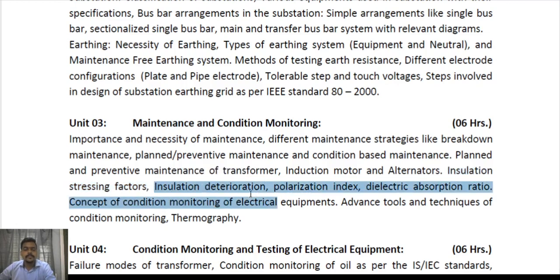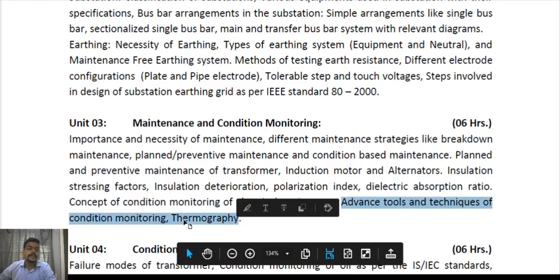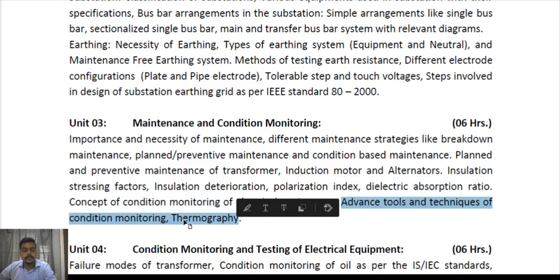Insulation deterioration, polarization index, dielectric absorption ratio, concept of condition monitoring of electrical equipment, advanced tools and techniques for condition monitoring, and the recent technology, thermography, is a concept. We can make use of the principle of thermography to detect the temperature of the equipment. So this is related to thermography.